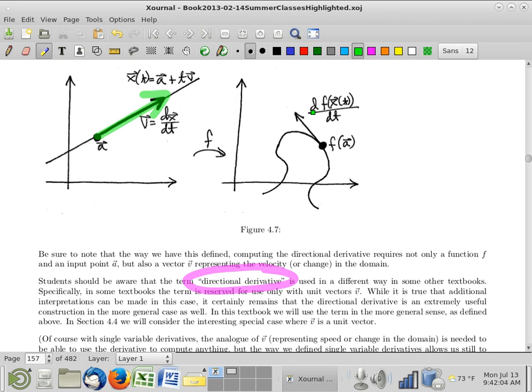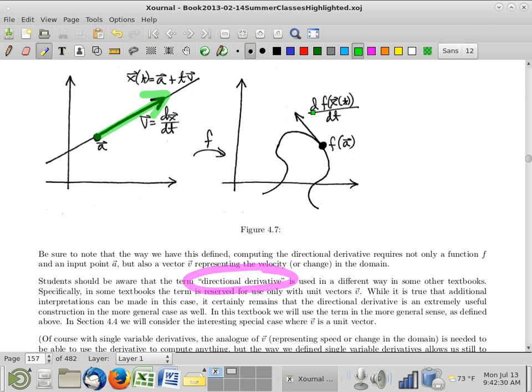But this more general construction is also useful and valuable. So I like to use this term in the more general sense. Directional derivative, as I define it here, this input velocity vector can be any vector. And we will worry later about how to reinterpret it if the input velocity is a unit vector.